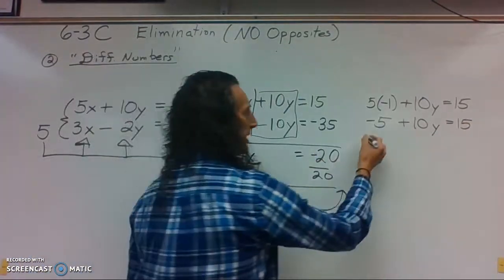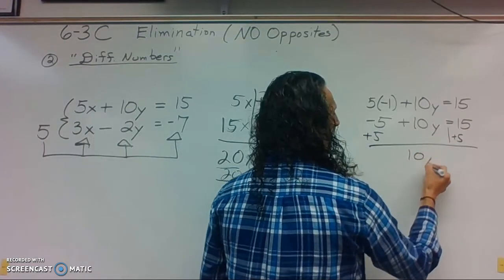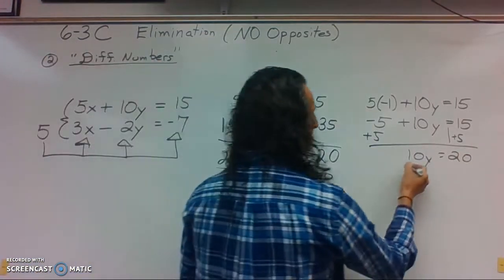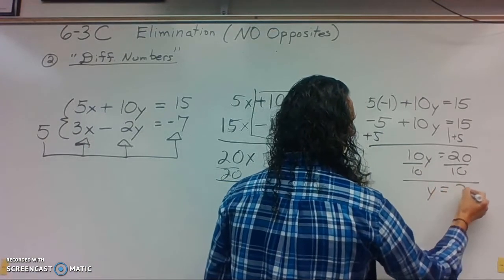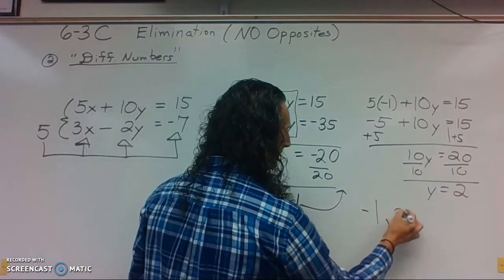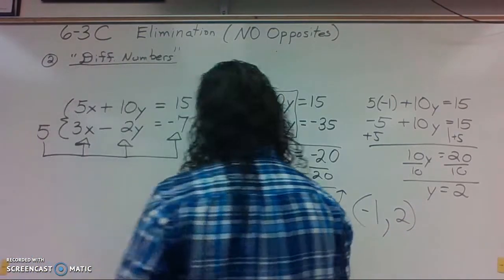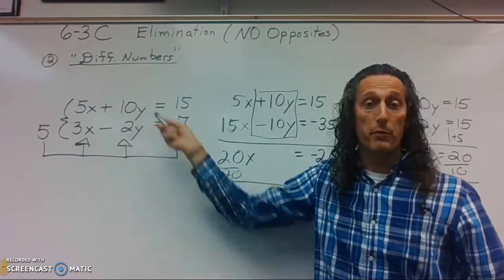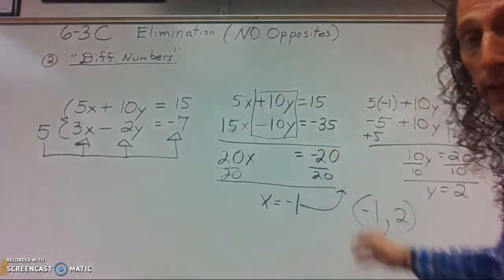I'm going to add 5 to both sides. 10y equals my 20. So my y equaled 2. So I'll put these together: -1, 2. All right, so that's what you do if we have different signs, which you need for opposites, but we don't have matching numbers. All right, so we have one more example. So make sure that you have all of this copied down.